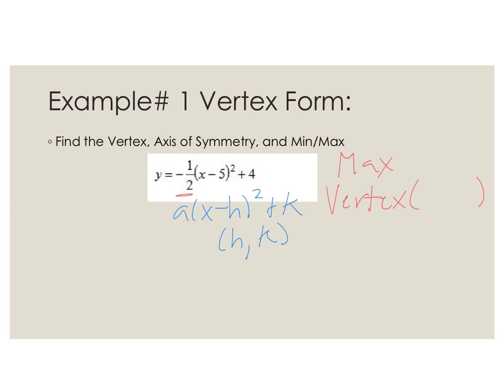So our form is written as x minus 5, matching up with the x minus h. So we can take 5 as our h and 4 as our k. If you have the vertex, you also have the axis of symmetry. It's just the x value.